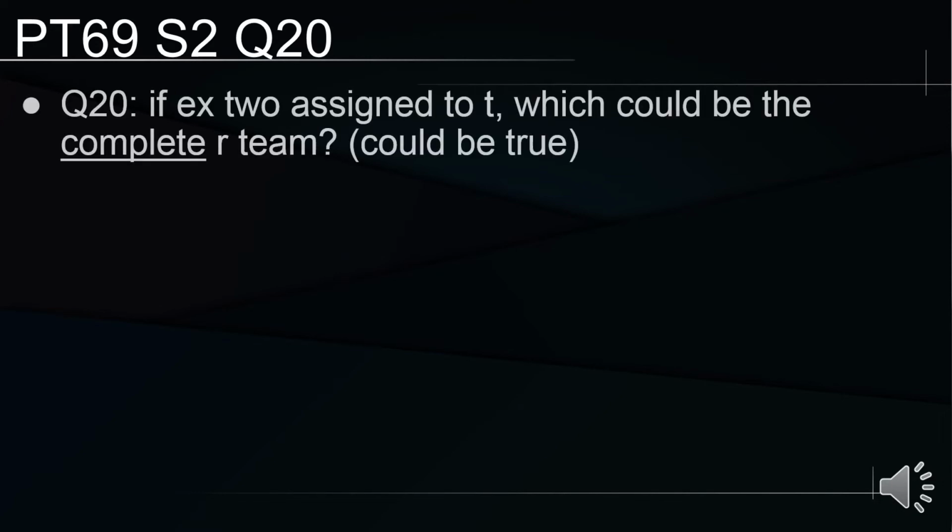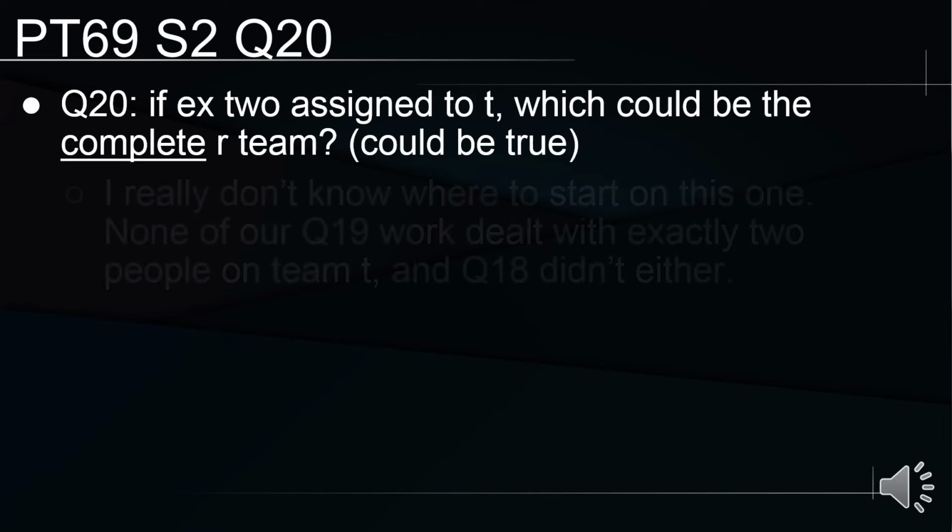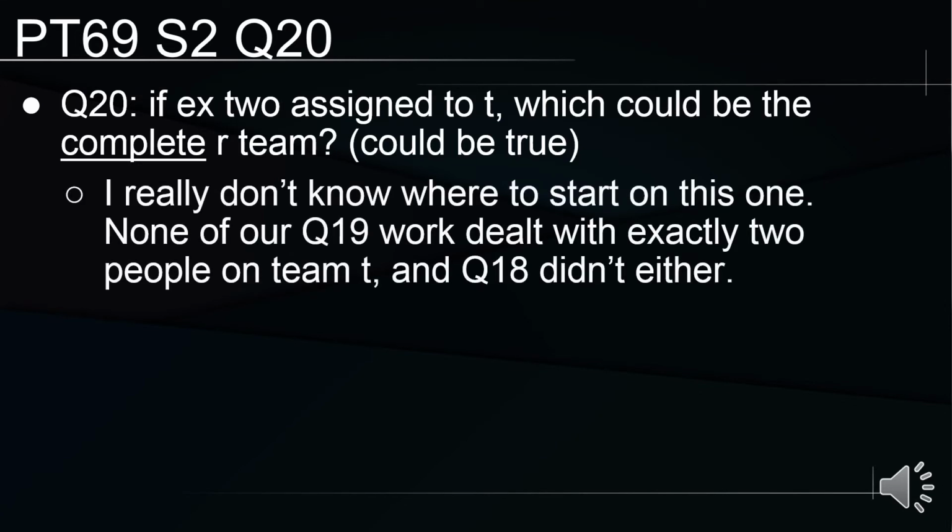So now that we have kind of put question 19 behind us, let's dip into question 20. This one I am a little bit more lost on even than 19. If exactly 2 people are assigned to Team T, what could be the complete roster of Team R? What could be true, in other words, of Team R's complete roster? I really didn't know where to start on this one.